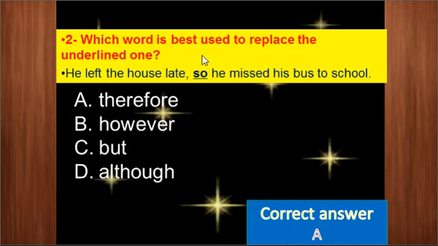Which word is best used to replace the underlined one? Here the underlined one is a linking word. He left the house late, so he missed his bus to school. The correct answer that could be used to replace the word so is therefore, because we have a reason with expected result.